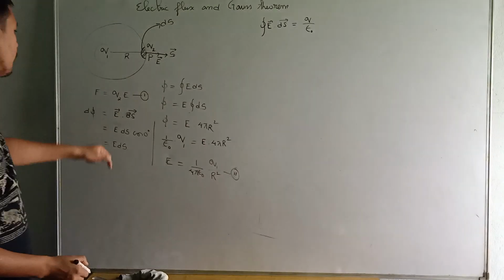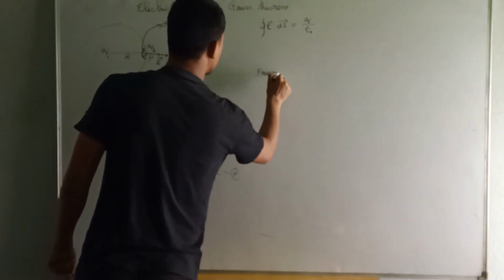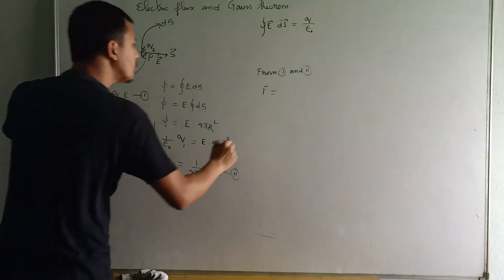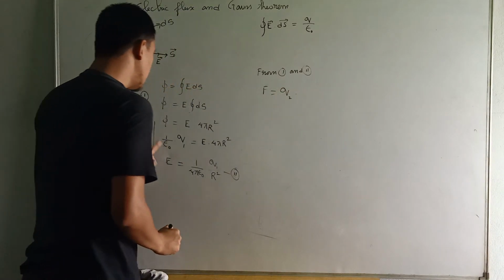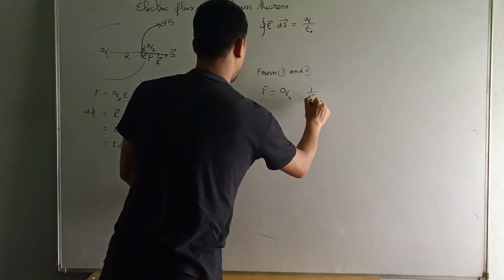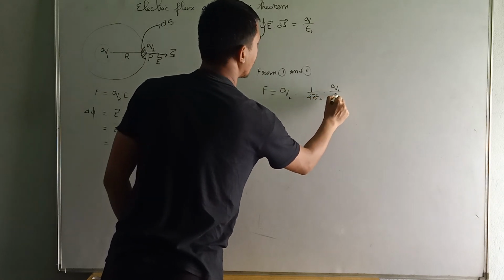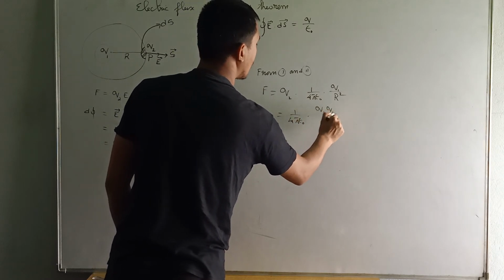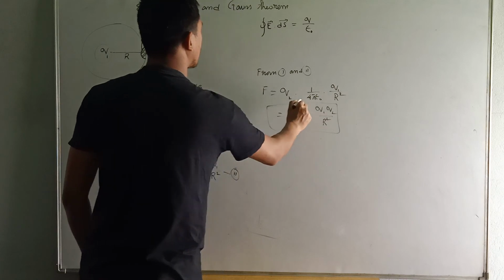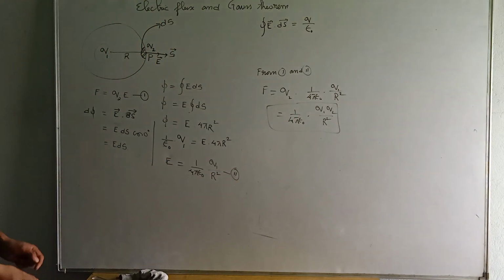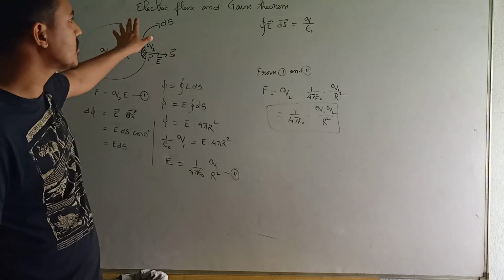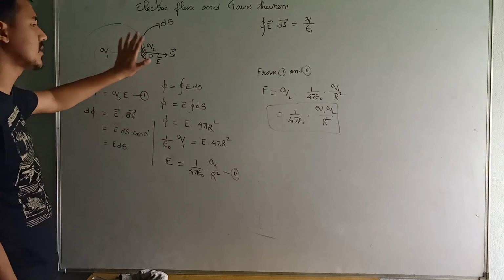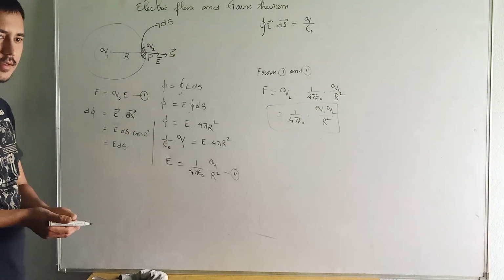Then from equations 1 and 2, F is equal to Q2 times E. Your E is 1 by 4 pi epsilon naught into Q1 upon r square. So that's 1 by 4 pi epsilon naught into Q1 Q2 upon r square, which proves Coulomb's law in electrostatics. So define Gauss law or Gauss theorem, deduce Coulomb's law from Gauss. Question can be asked.